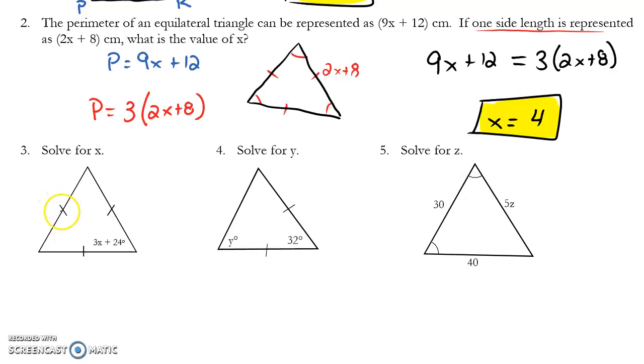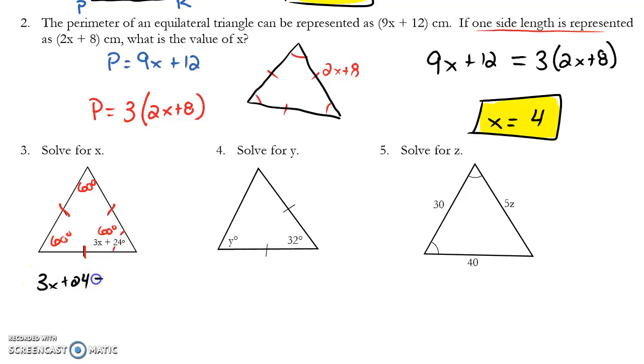Now, in number 3, these 3 sides being marked congruent means this is an equilateral triangle, but if it's equilateral, it's equiangular. If it's equiangular, my angles are 60 degrees. There's the chain rule of logic again, back to Unit 2. I know that this is 60 degrees, I know that this is 60 degrees, and I know that this angle here is 60 degrees. That allows me to set my equation up.